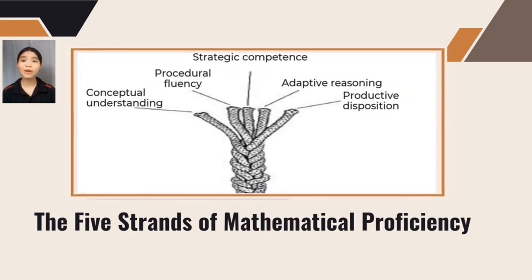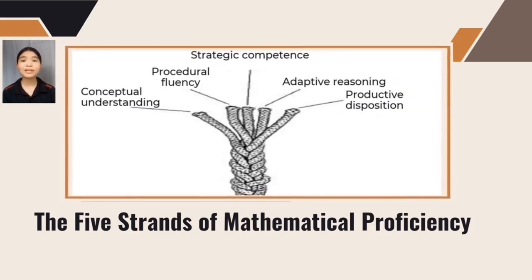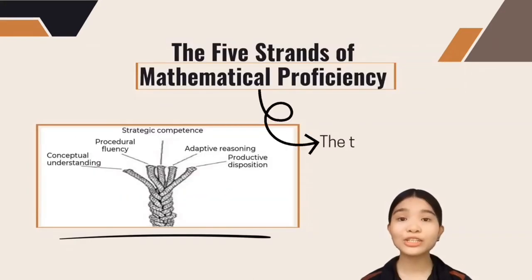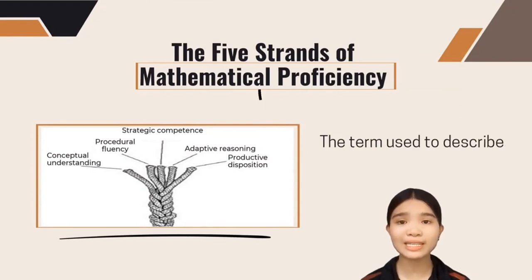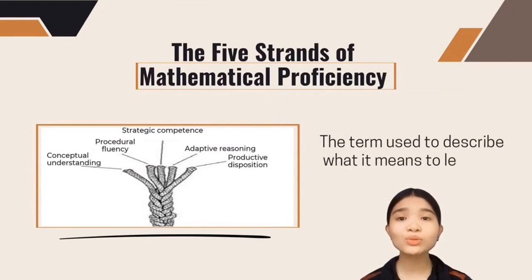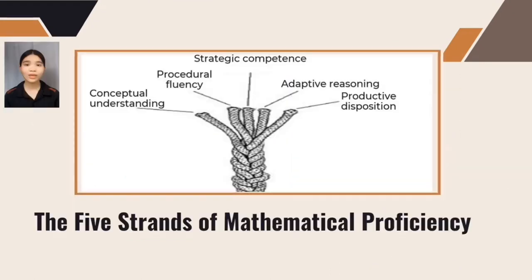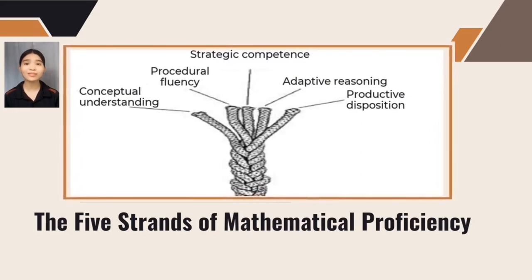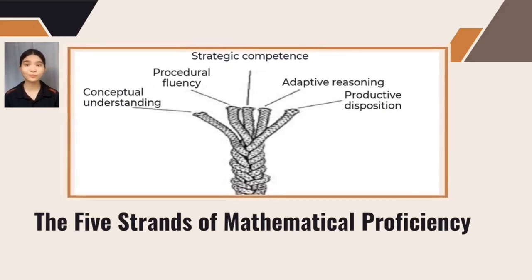These strands of mathematical proficiency build a picture of a mathematically proficient student, and the term mathematical proficiency is the term used to describe what it means to learn mathematics successfully. Its 5 strands represent different aspects of a complex whole. Thus, they are intertwined, just like in the figure shown. Let's now look at each of the 5 strands in a bit more detail.